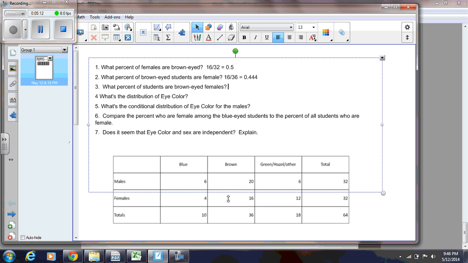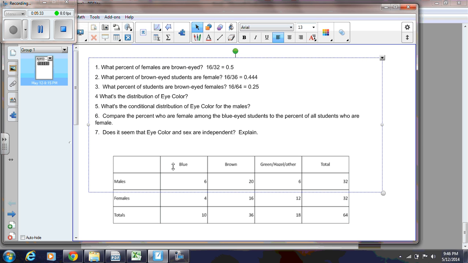Now we want to look at what percent of the students are brown-eyed females. So we're specifically looking at the brown-eyed females, so there's 16 of them, out of the total number of students, which is 64. So 16 divided by 64 gives us 0.25, or 25%.